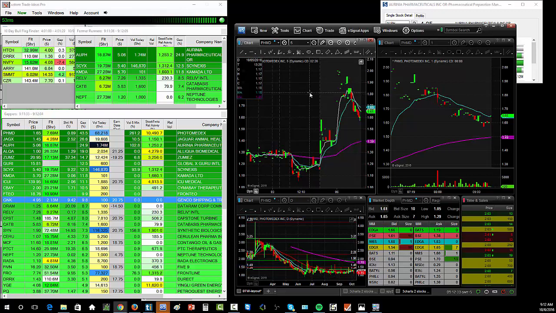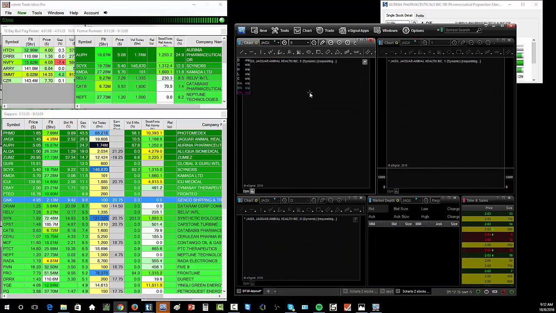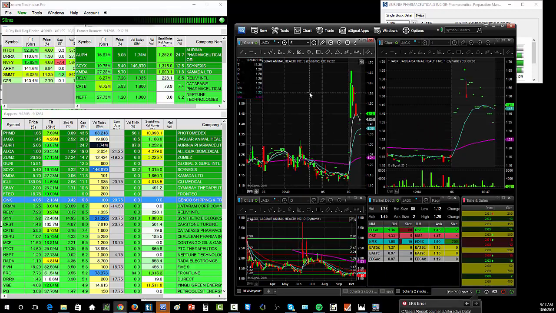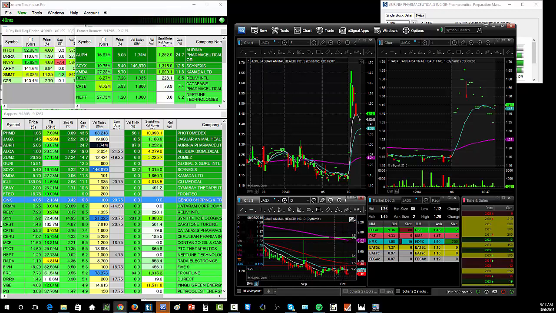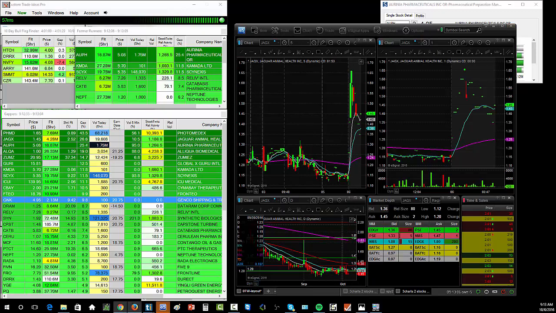Second one down, JAGX. Now, sometimes I'll skip the first one, go right to the second one if the first one has a very heavy float or just doesn't look interesting or something like that. So JAGX, again, looking at the daily chart, we're kind of coming into resistance at that 200 moving average. Popping up to 135. High of 183 is the 200. So I don't like that, but I'll check the headline on it anyways.